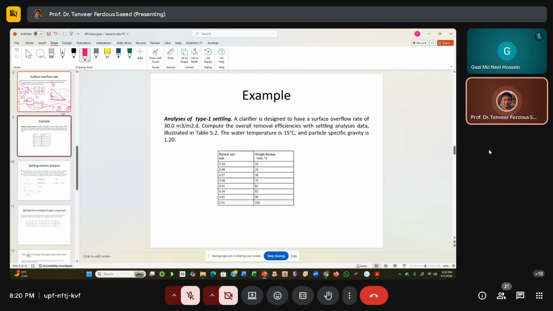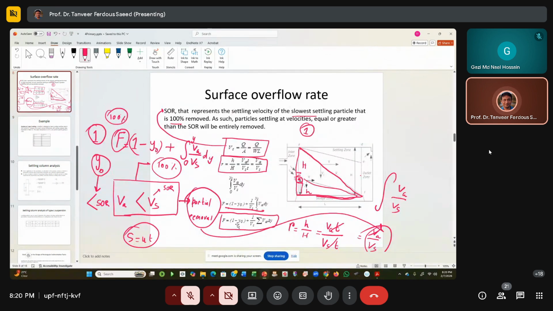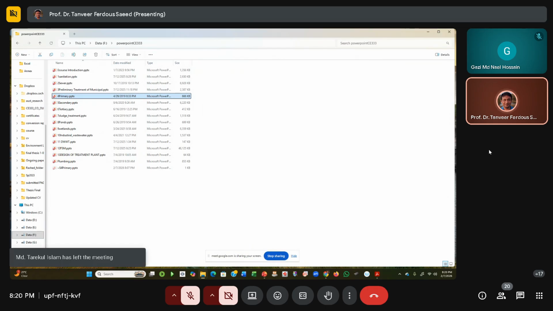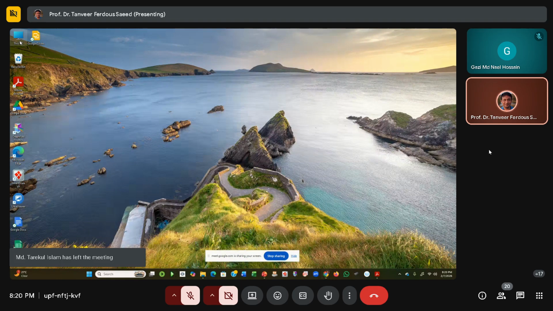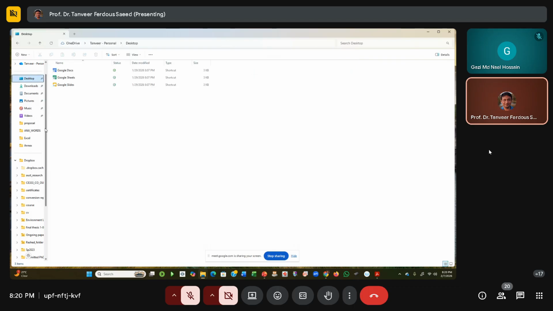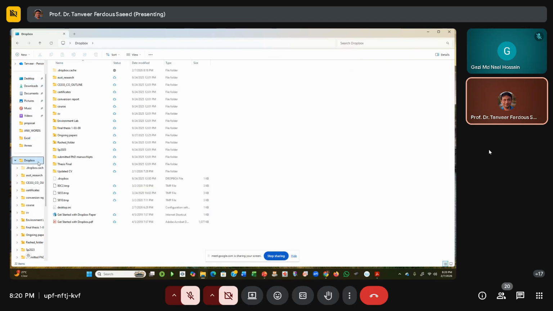So this is the example. In this example, we will apply this equation. Let's see, we will go to the book. I have a soft copy of the book, but that is for my own use only. According to the law, I cannot give it, and I do not break the law. But what's the point? It's already available online.